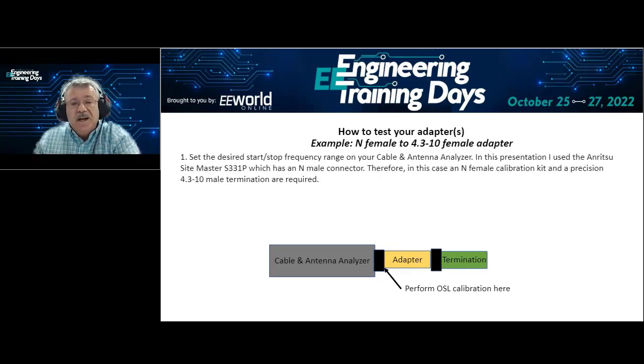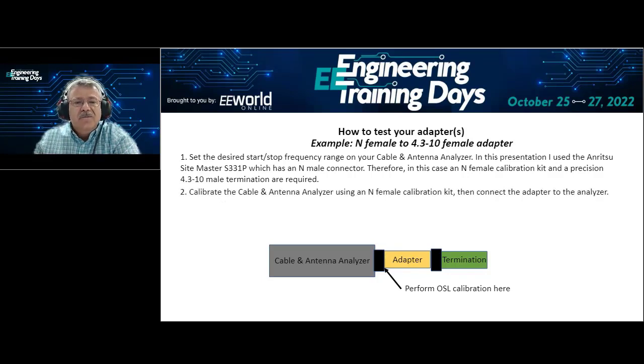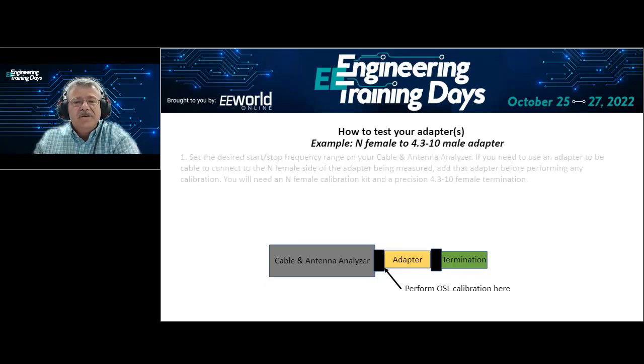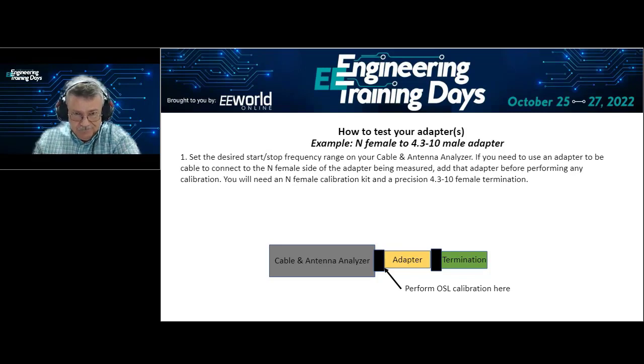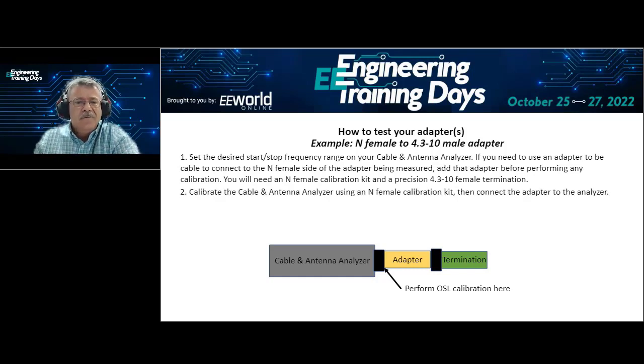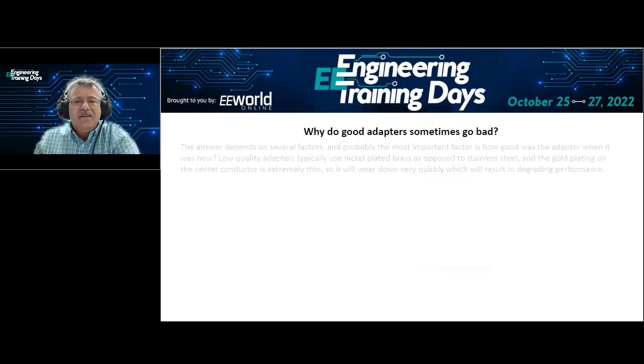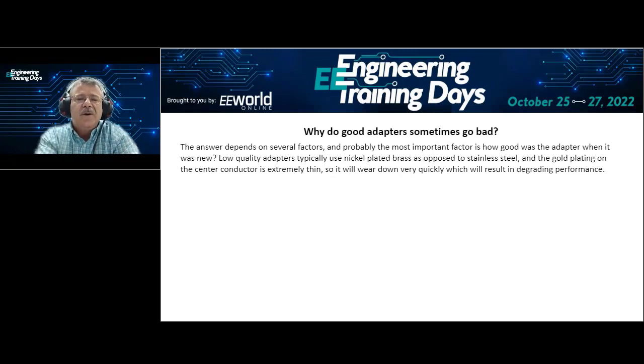And the same rules apply if it's an N to a 4310. So in this case, you need an N calibration kit to calibrate the cable and analyzer, and you need a 4310 precision termination to place at the end of the adapter. And male and female, 4310 male, 4310 female. So the genders are what's important here. As long as you've got the right types of components, you can calibrate and you can test those adapters in the field without any issues.